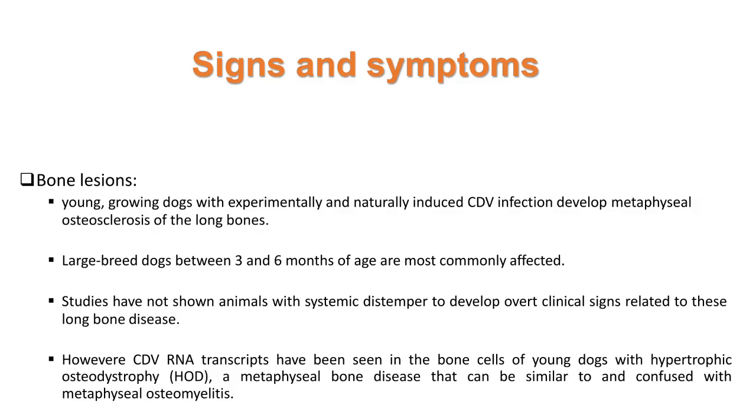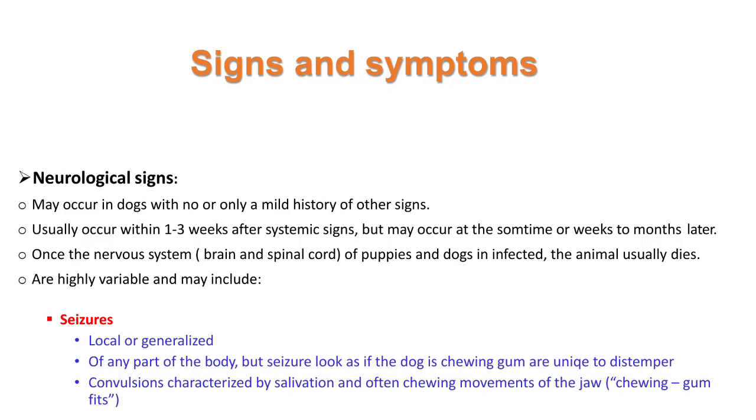If we talk about the bone lesions, young growing dogs with experimentally and naturally induced canine distemper virus infection develop metaphyseal osteosclerosis of the long bones. Large breed dogs between 3 and 6 months of age are most commonly affected. Studies have not shown animals with systemic distemper to develop overt clinical signs related to these long bone diseases. However, canine distemper virus RNA transcripts have been seen in the bone cells of young dogs with hypertrophic osteodystrophy and metaphyseal bone disease that can be similar to and confused with metaphyseal osteomyelitis. In this picture, you can see the bone deformity in a dog that is infected with the canine distemper virus.